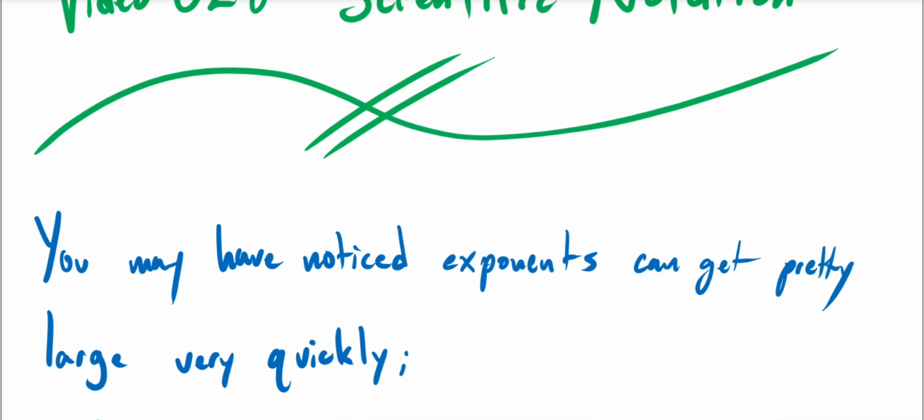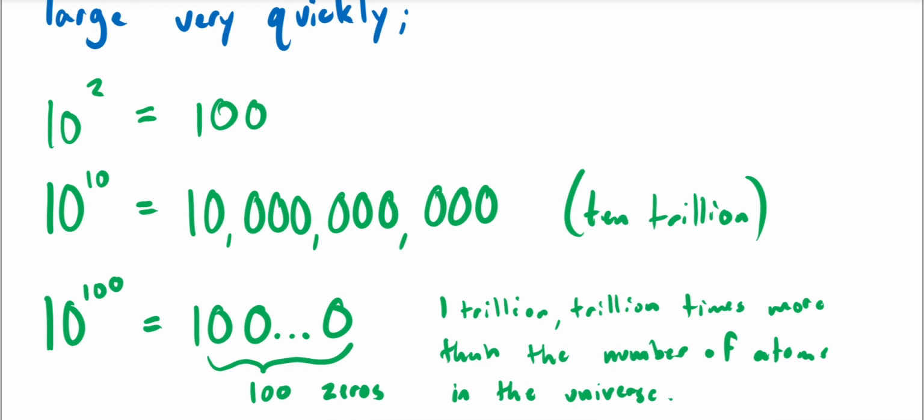You may have noticed in previous videos or with your homework that exponents can get pretty large pretty quickly. For example, 10 to the 2 is 100, while 10 to the 10 is 10 billion, and 10 to the 100, or a 1 followed by 100 zeros, is a trillion times more than the number of atoms in the known universe. So a very big number, almost ridiculously big, and yet we can write it so compactly.